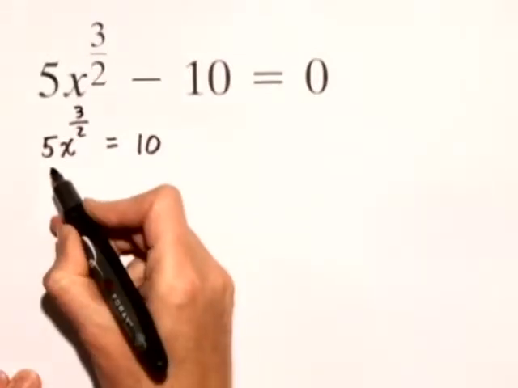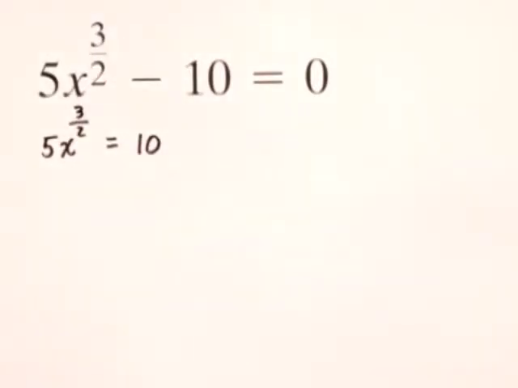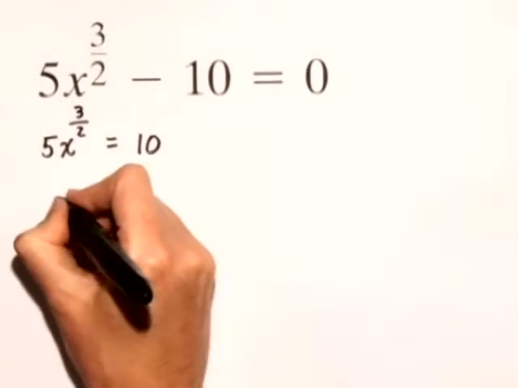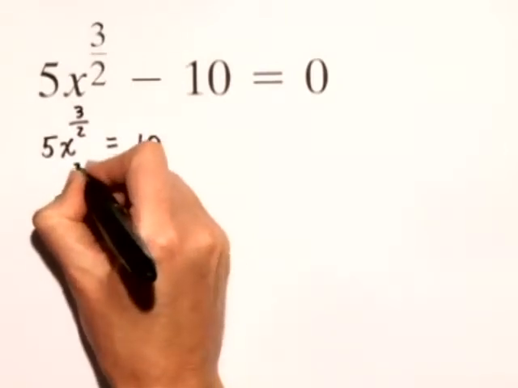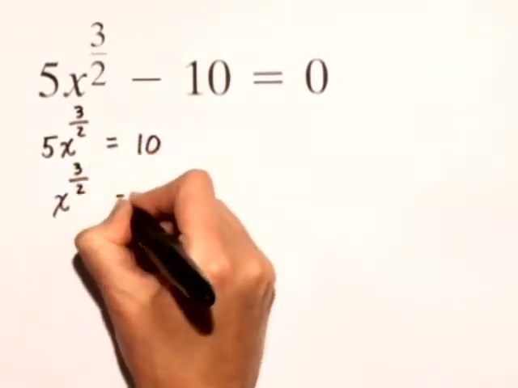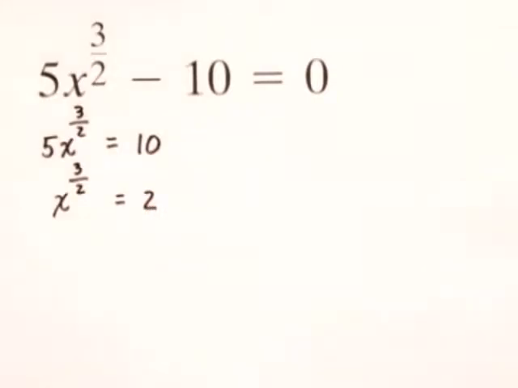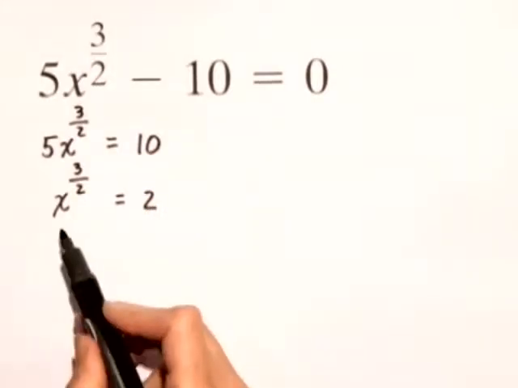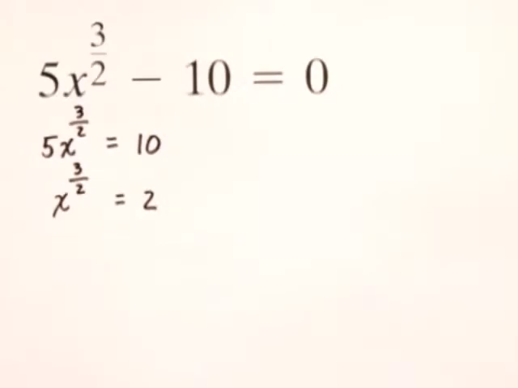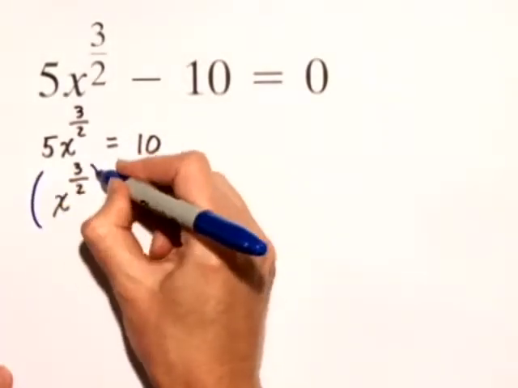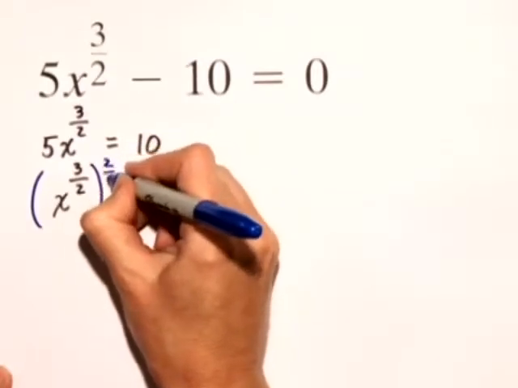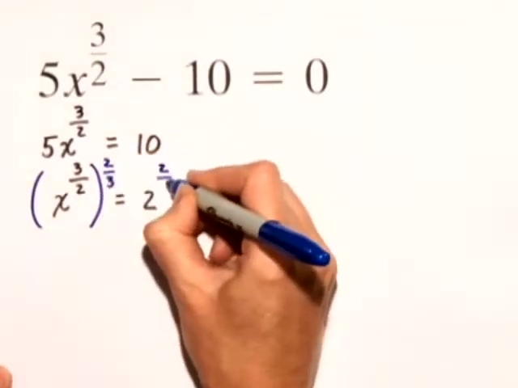Next, let's divide both sides of this equation by 5. When we do that, we'll have x to the 3/2 power is equal to 2. Now, we're trying to isolate x, so what we need to do is take both sides of this equation and raise it to the 2/3 power.